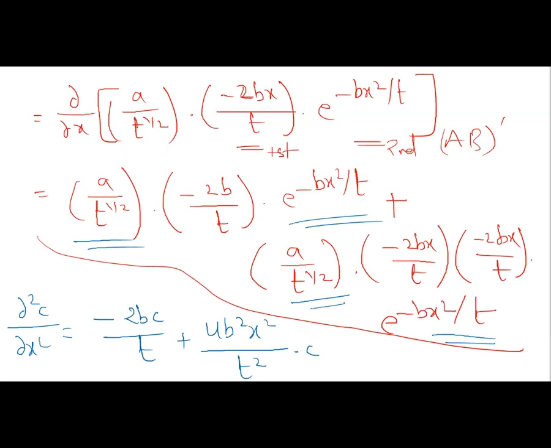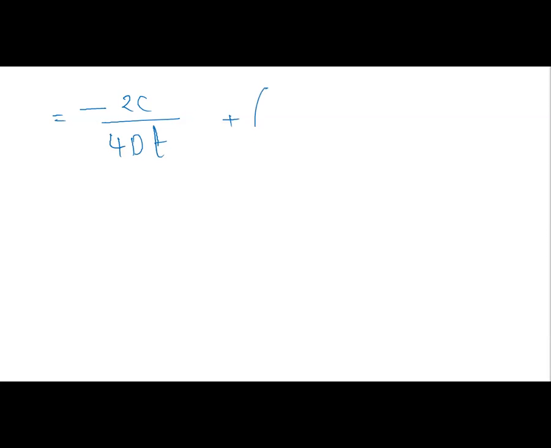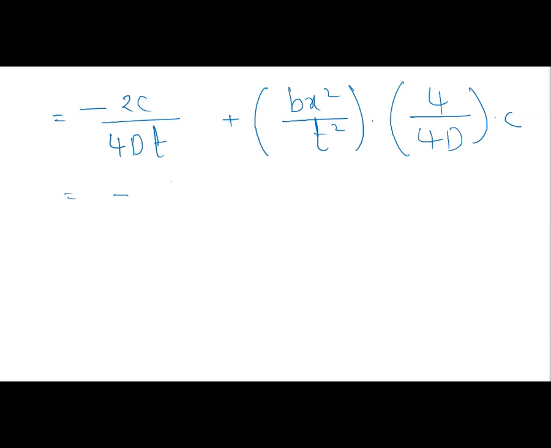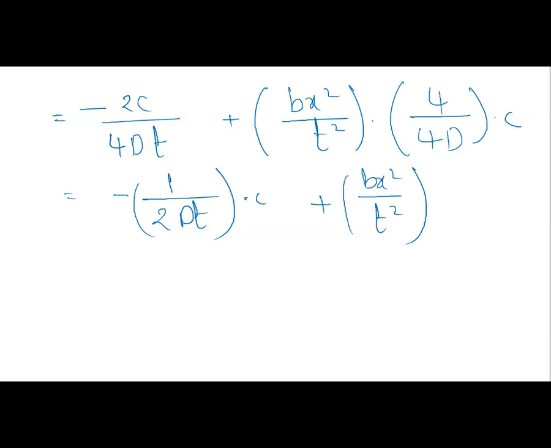Doing further rearranging, we know the value of b, which is 1 over 4d, as we derived at the start of this derivation. So it's going to be -2bt, and from the previous one, I'm going to convert one of the b² into 1 over 4d. So the rest of the parameters are going to be bx² over t². Converting one of that, it's 4 over 4d times c. So it's going to be -1 over 2dt times c plus bx² over dt² times c.